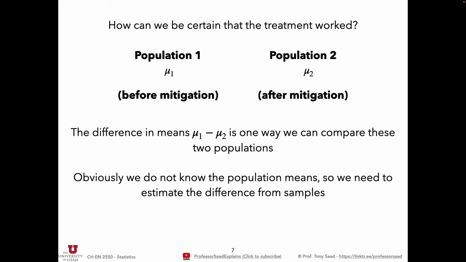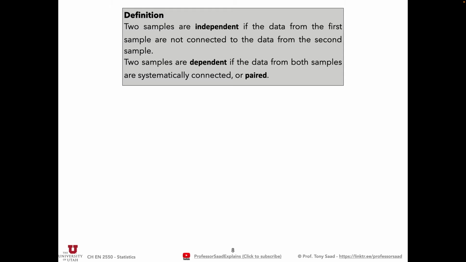Now, obviously, we don't know the population means, so we need to estimate the difference from the samples. Okay? So we start by defining two samples as independent, from two populations, if the data from the first sample are not connected to the data from the second sample. Two samples are dependent if the data from both samples are systematically connected, or we call them paired. Okay, so let's think about this for a bit. Is my radon data connected or not? Pre-mitigation, after mitigation. Why is it connected? Why should it be connected?